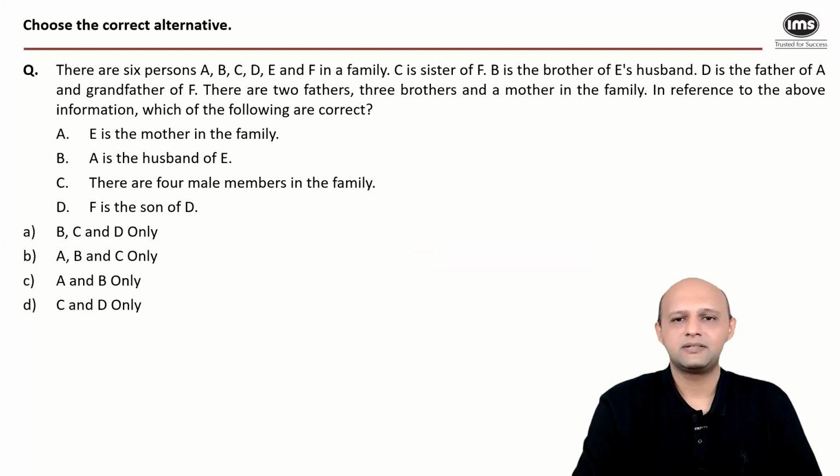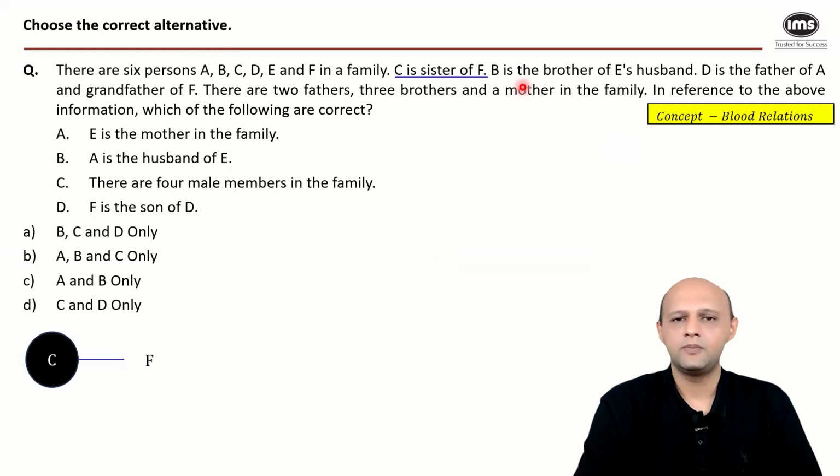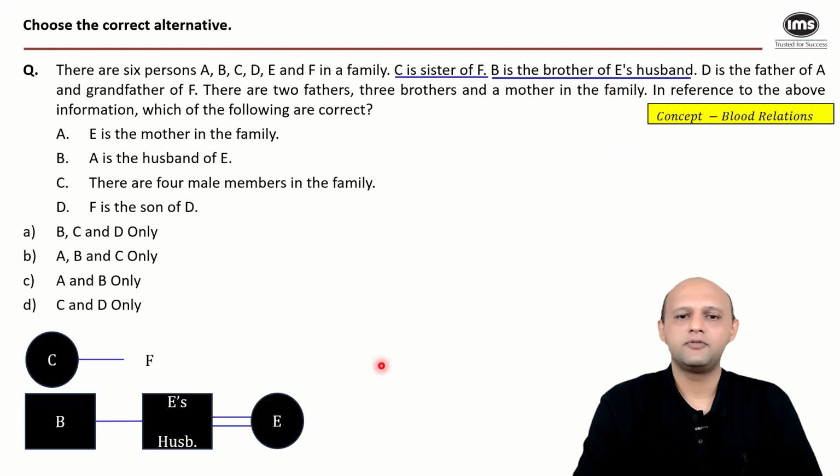A question on blood relations here. Let us understand this. 6 members in a family. C is the sister of F. Is F's gender known? No, not now. B is the brother of E's husband. How would you represent this? B being the brother of E's husband. So E's husband, meaning E is the female.